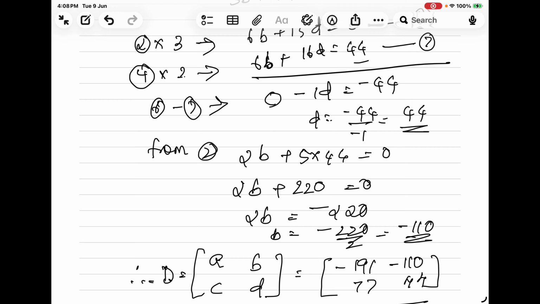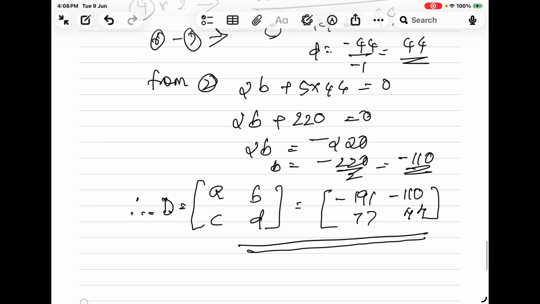So D equals matrix a, b, c, d equals matrix negative 191, negative 110, 77 and 44.